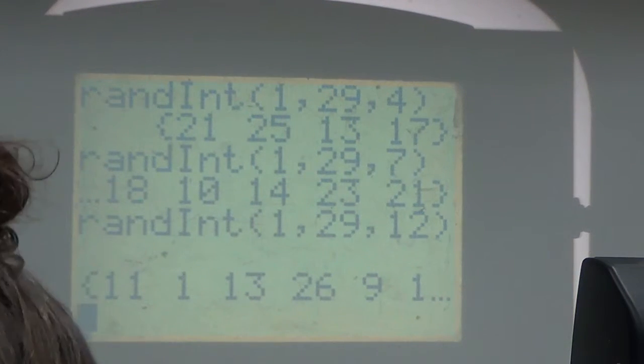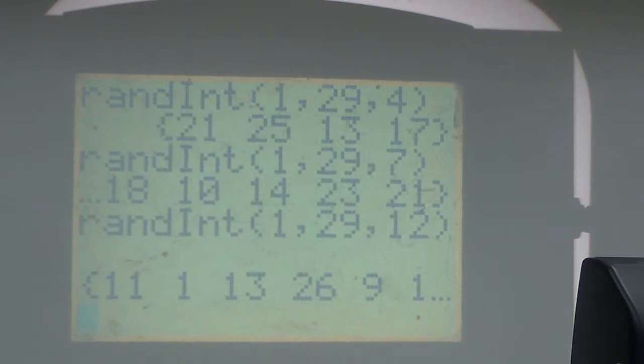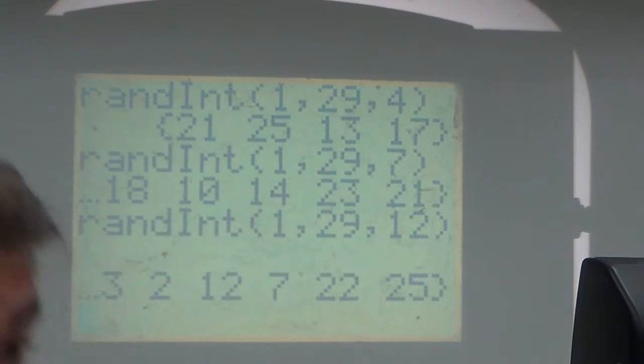And now these folks sit down. 11, 1, 13, 26, 9, 1, 13, 2, 12, 7, 22, 25. I lost a few.